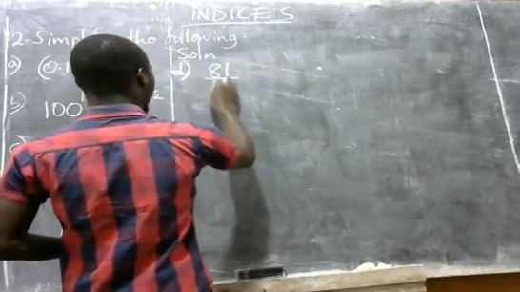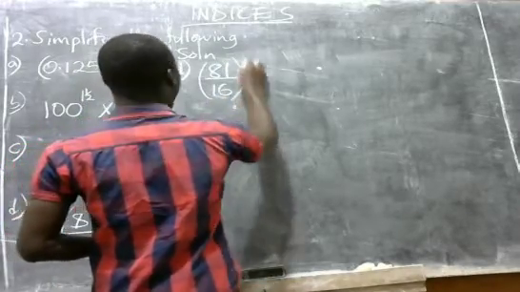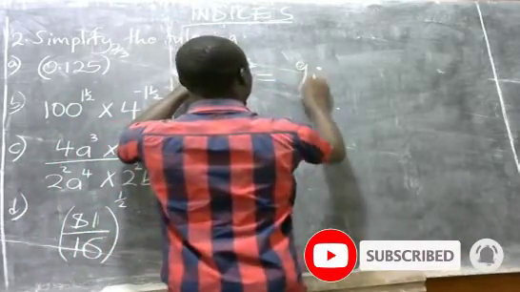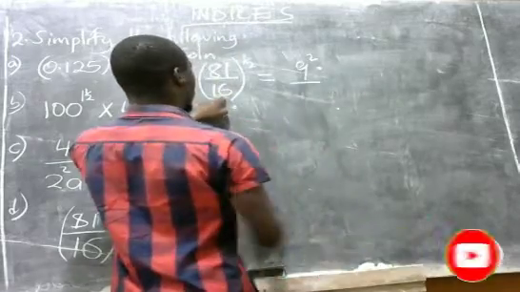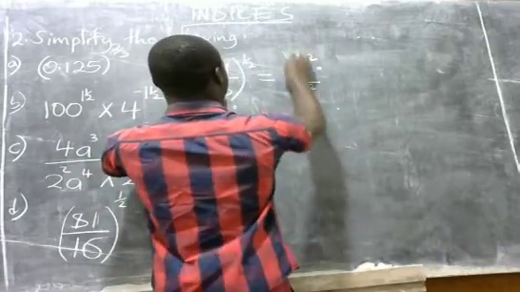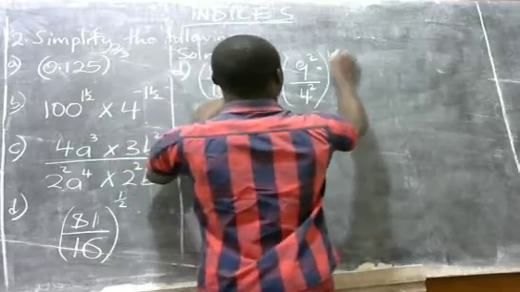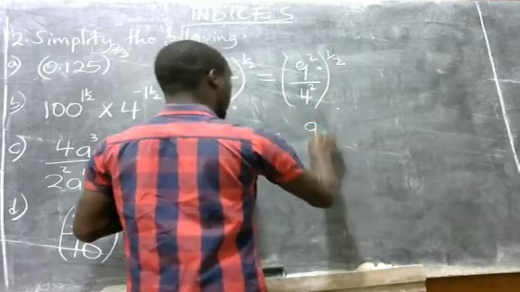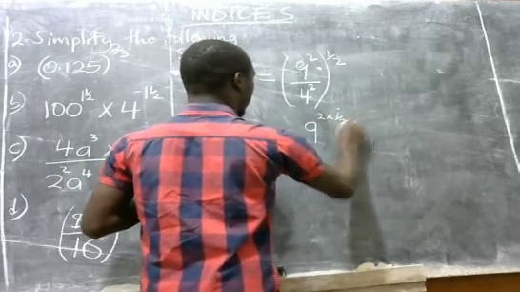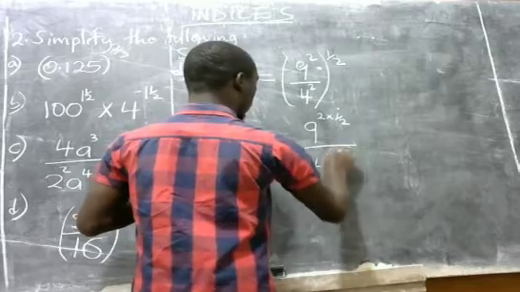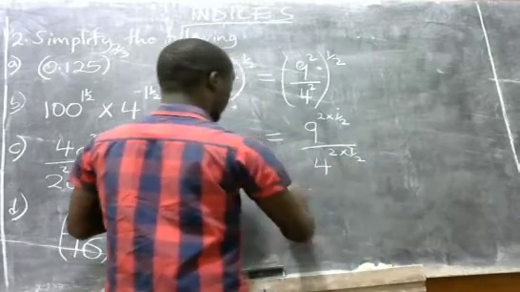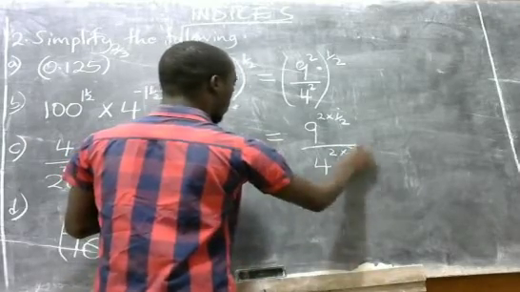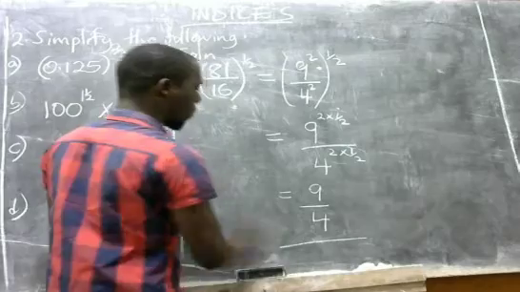Next, 81 all over 16, power a half. So the 81 is the same as 9 squared, and also the 16 is the same as 4 squared, then power a half. Now when I open the brackets, that's going to be 9 squared, then times a half, all over 4 squared, then times a half. So when I compute that, I'm having a 9 all over, and when I compute that, I'm having a 4.